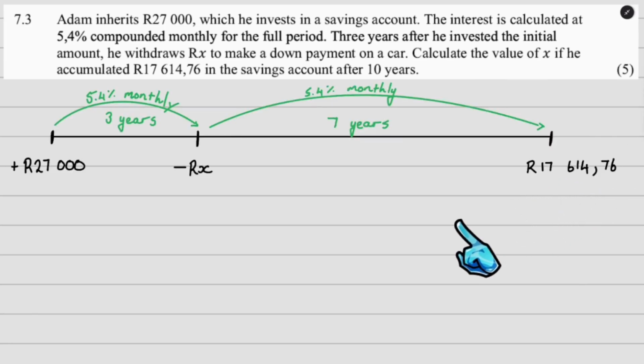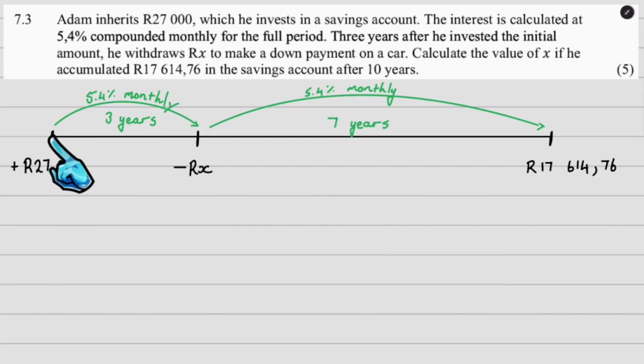Alright, that structures the information very nicely. So Adam initially deposits 27,000 Rand. That's going to sit for 3 years, gaining interest at 5.4% compounded monthly. He withdraws a certain amount, and then what's left over will sit for another 7 years because the total investment is worth 10 years. So 10 minus 3 will give me the 7. And right at the end, I've got this amount left in the savings account.